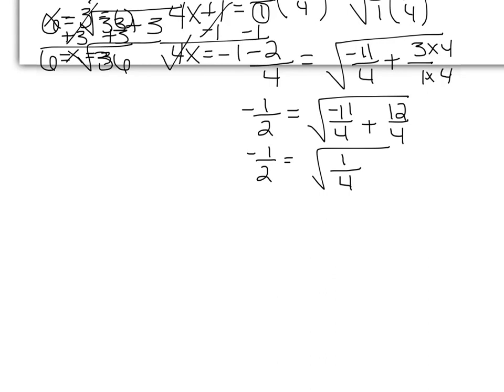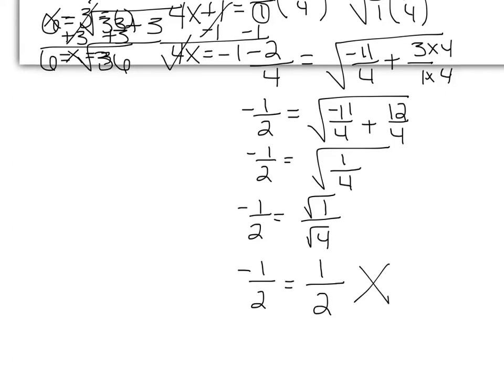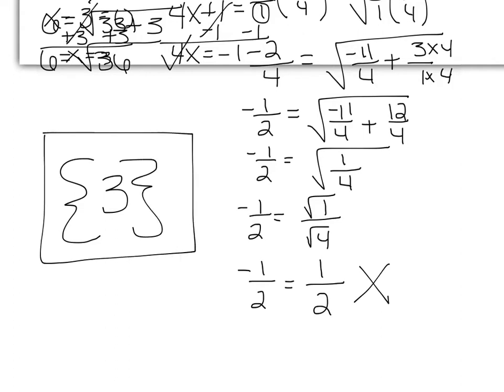Okay, so I have negative 1/2 is equal to the square root of 1 over the square root of 4, which is negative 1/2 is equal to 1/2. Is that the same thing? Nope. So negative 1/4 is not a possibility. So your only possibility is 3. So 3 is your answer.